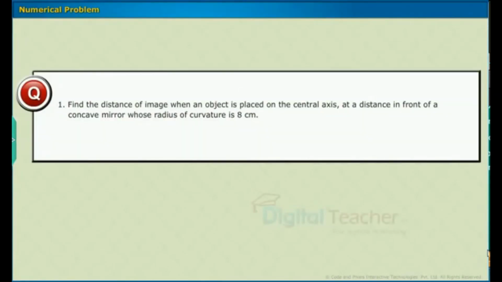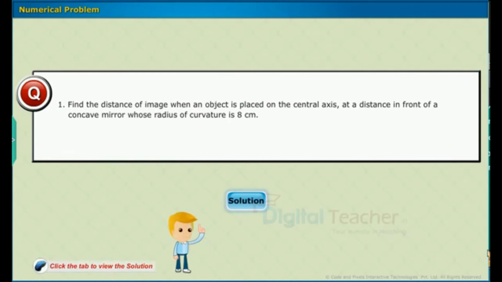Numerical problem. Find the distance of the image when an object is placed on the central axis at a distance in front of a concave mirror whose radius of curvature is 8 centimeters. Click the tab to view the solution.